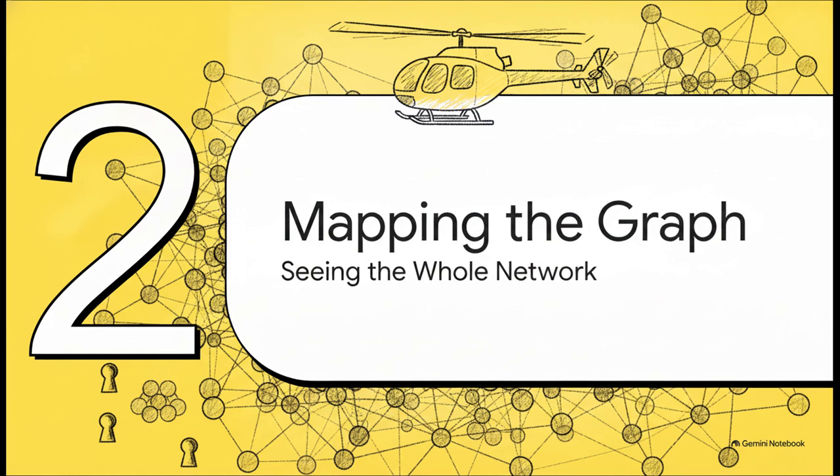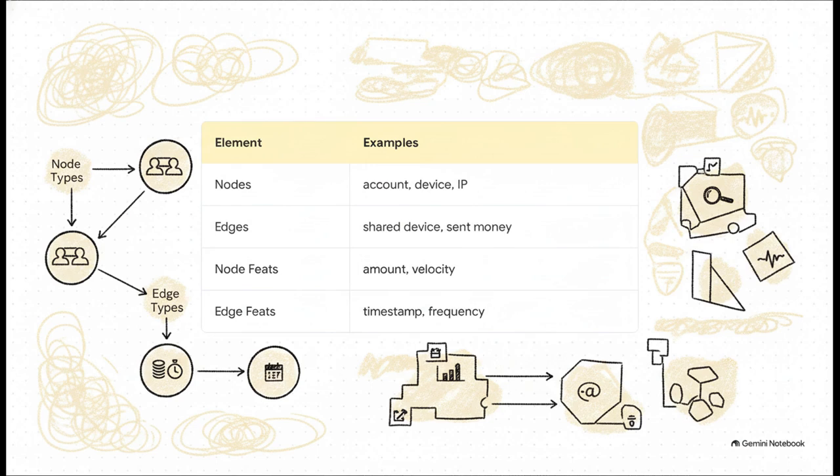Which leads us to mapping the fraud graph, so we can finally see the whole network. This is exactly where we upgrade our perspective. We have to stop looking through a keyhole at individual data rows and get in a helicopter to view the entire network. We take all that chaotic relational behavior and structure it mathematically so our AI can actually process it.